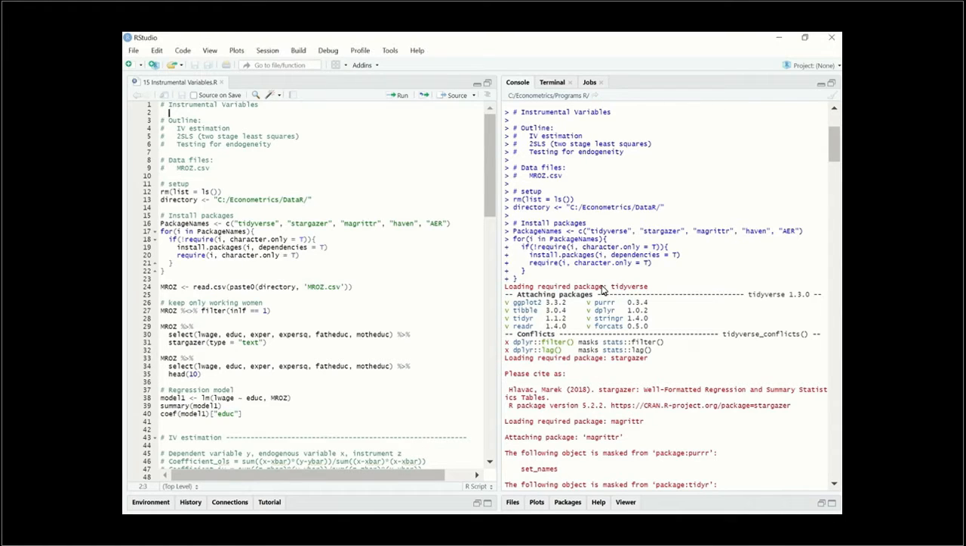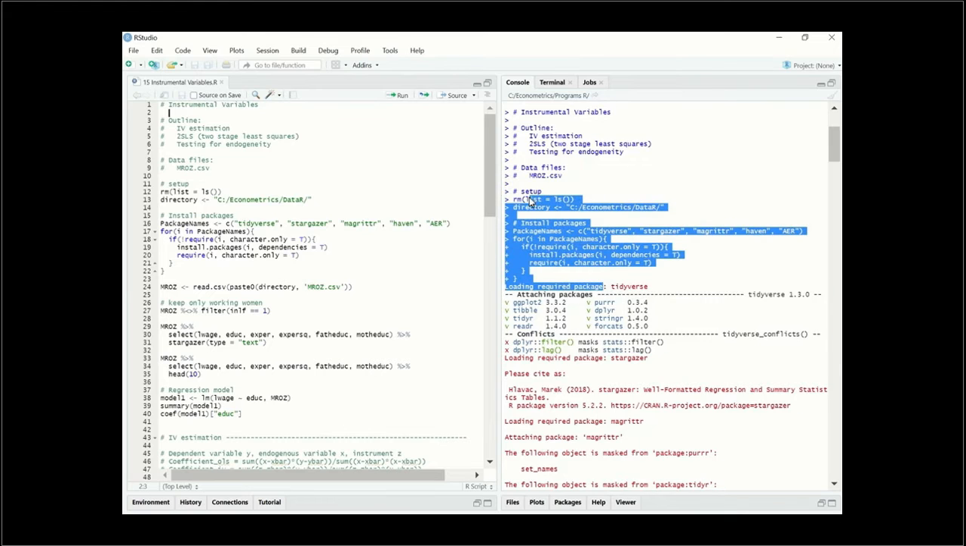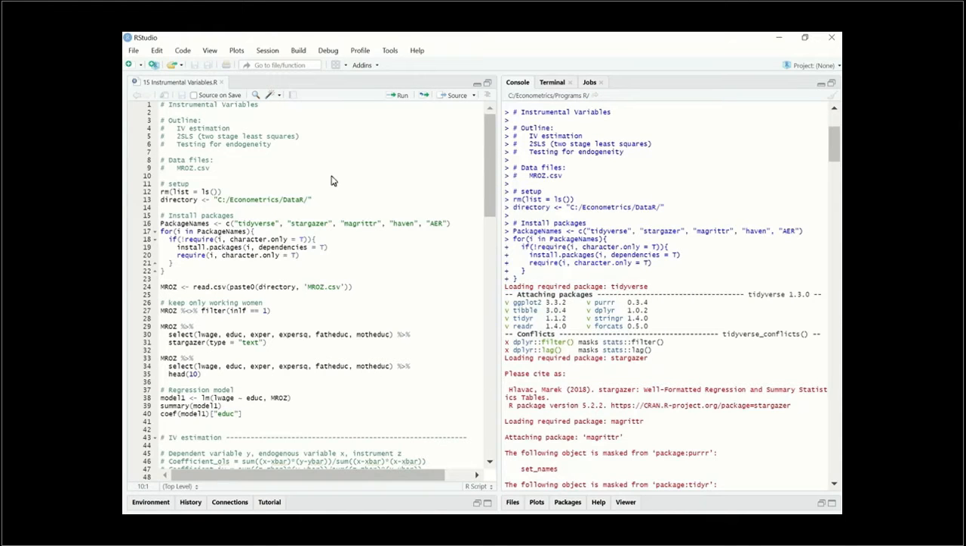So what we are going to talk today about is IV estimation, instrumental variable estimation, the two-stage least squares procedure, when we have a simple linear regression, multiple linear regression with multiple instruments, and then we will test for endogeneity.